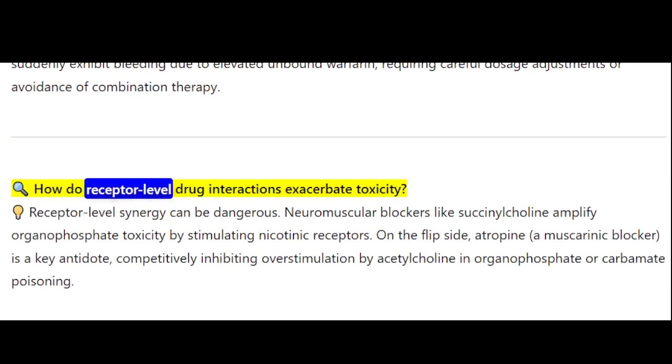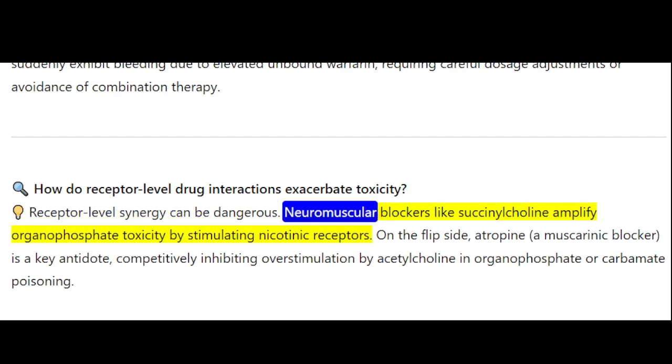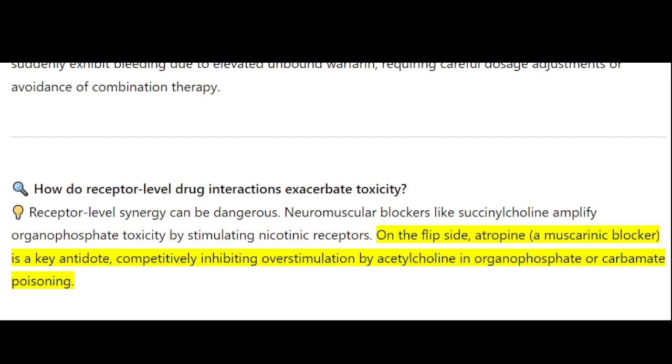How do receptor-level drug interactions exacerbate toxicity? Receptor-level synergy can be dangerous. Neuromuscular blockers like succinylcholine amplify organophosphate toxicity by stimulating nicotinic receptors. On the flip side, atropine, a muscarinic blocker, is a key antidote, competitively inhibiting overstimulation by acetylcholine in organophosphate or carbamate poisoning.